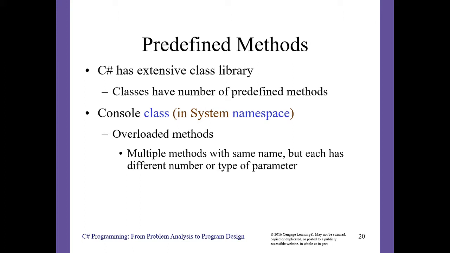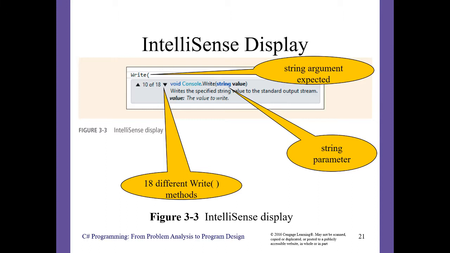Predefined methods are methods like those console methods that exist in the C# library. We have a lot of predefined methods. We've seen some of them working with the console class. We've even seen some overloaded methods where we could have methods with the same name, but those methods can have different numbers or different types of parameters.